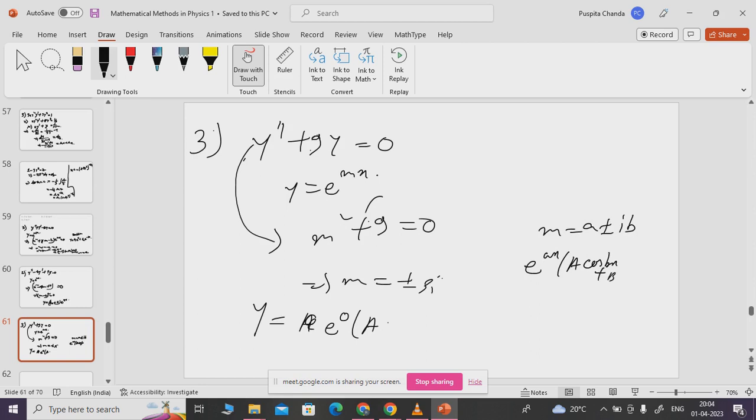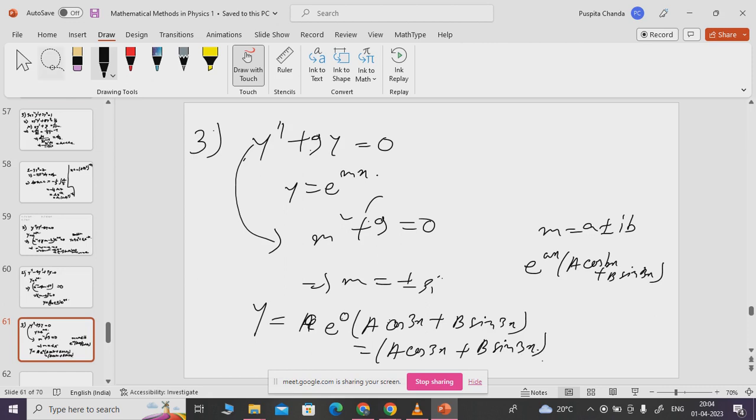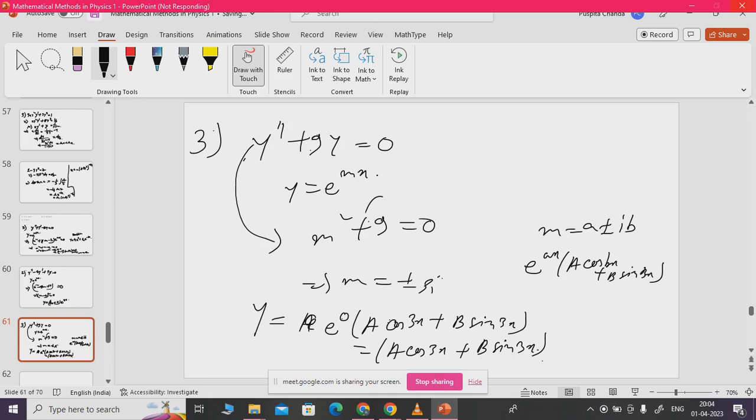For that equation, the solution is e to the power 0 into... because when m is a plus minus ib, we get the solution e to the power ax (a cos bx plus b sin bx). But here a is 0, so e to the power 0, a cos 3x plus b sin 3x. So it will be a cos 3x plus b sin 3x.